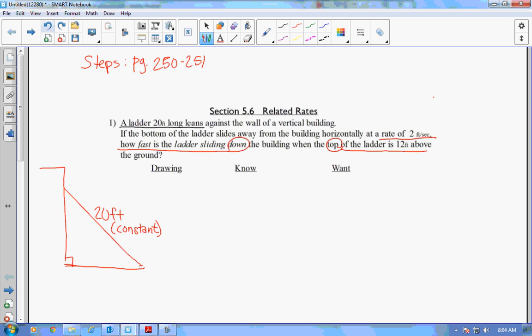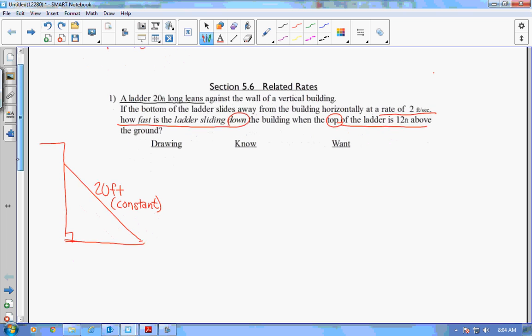Okay, let's see. And the ladder slides away. So if I draw some arrows showing motion, it's going to be going this way, right? So the bottom is increasing. What's happening to the height against the wall? The height is decreasing. Okay, so we have two rates of change there.